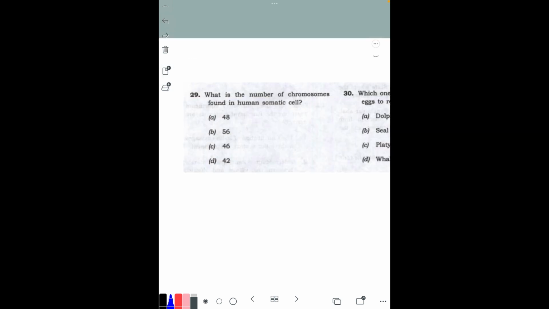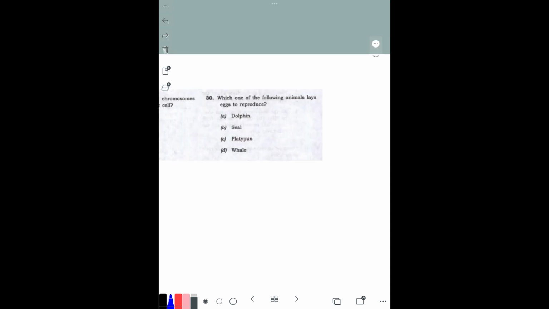Question number 29. What is the number of chromosomes found in human somatic cell? So the correct option is 23, pair of 23, that is 46. Option number C. One of the following animals lays eggs to reproduce. The correct option is platypus.